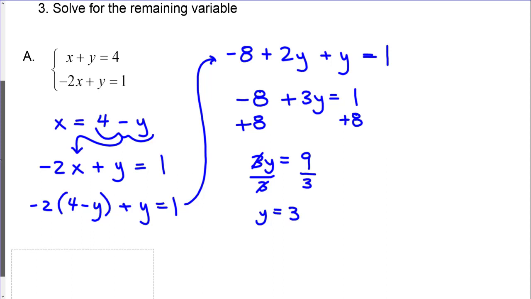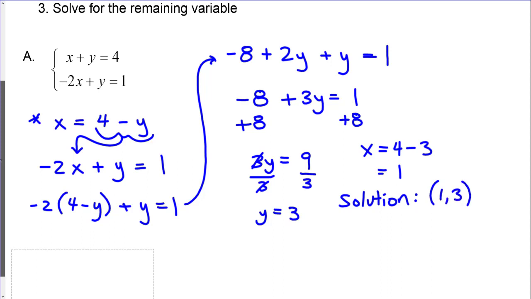Knowing that, I can go back to any of the original equations and plug in this value of y that I've discovered in order to come up with the value of x. So I'm going to go back to this equation right here and say x is equal to 4 minus 3, so I'm plugging 3 in for y, which results in x equals 1. So my solution to this system is the coordinate pair 1, 3.